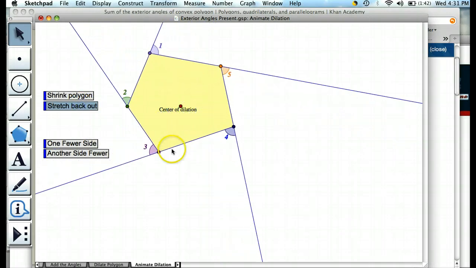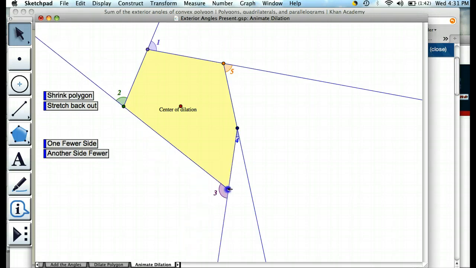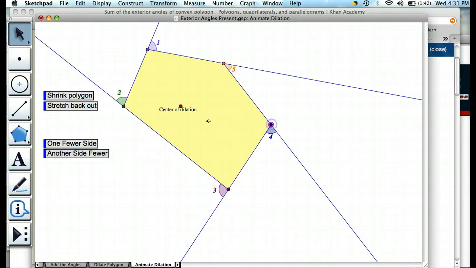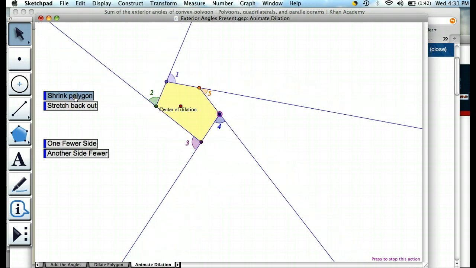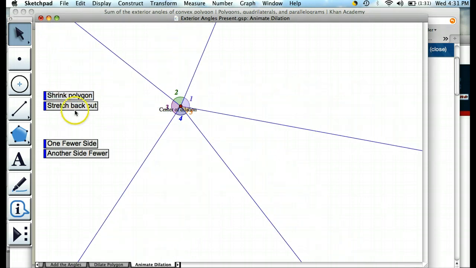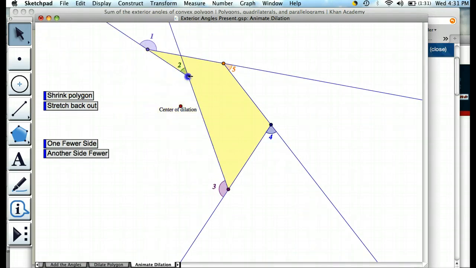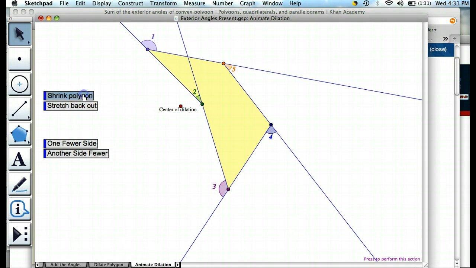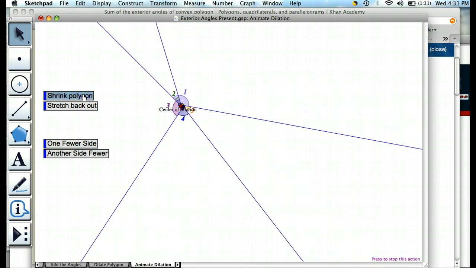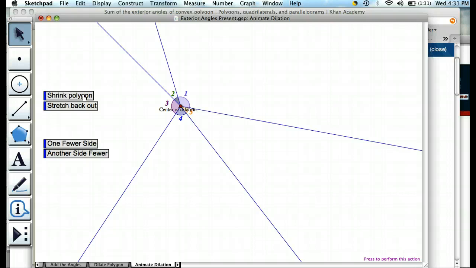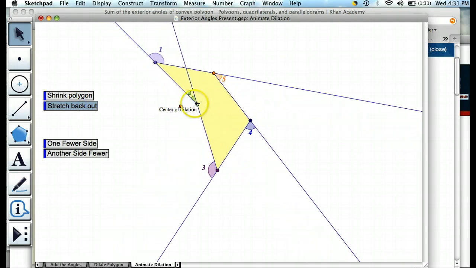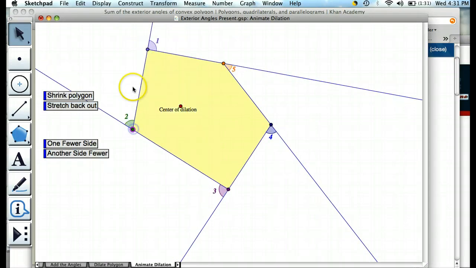If I stretch it back out, notice that I can make changes. I can do whatever I want to this polygon. When I shrink it, it still shows the 360 degrees, including making the polygon concave. So, he's putting this in as part of the theorem. It's part of the requirement, but it's not. 360 degrees is the sum no matter what. You just have to be sure that you're defining your terms correctly.